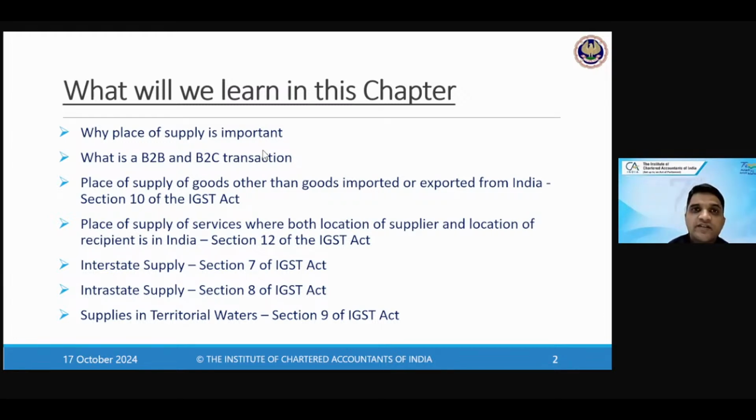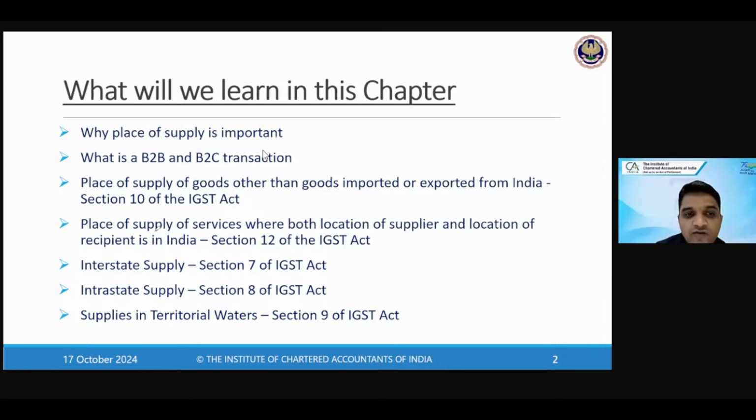So any transactions which we do within India is covered under section 10. It says that the place of supply of goods other than the goods imported or exported from India. So other than import and export is dealt in section 10. Section 11 deals with supply of goods imported or exported out of India. That is not there for your syllabus. That will be in the finals. And then place of supply for goods, how they are distinguishing between within India and outside India.